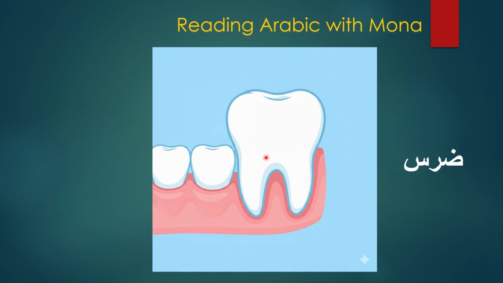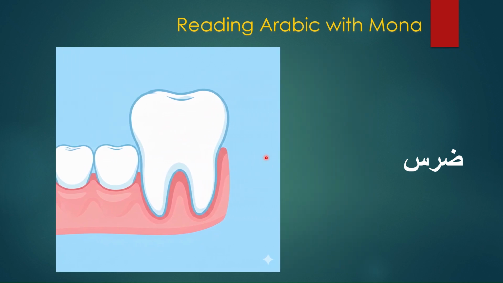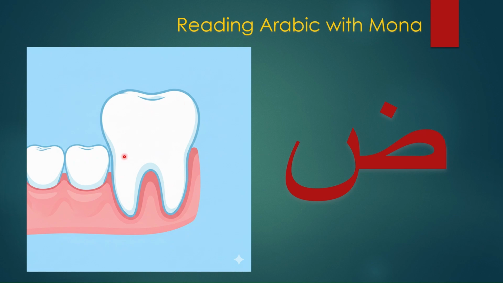Now, why did I choose ضرس? First, because ضرس starts with the letter ضاد. And the ضرس with the neighboring teeth, altogether they form somehow the shape of the letter ضاد. This closed side resembles the ضرس, and this lower side here resembles the lower side of the letter, or the curve here resembles the lower side.